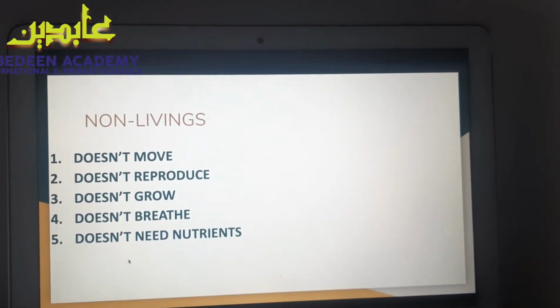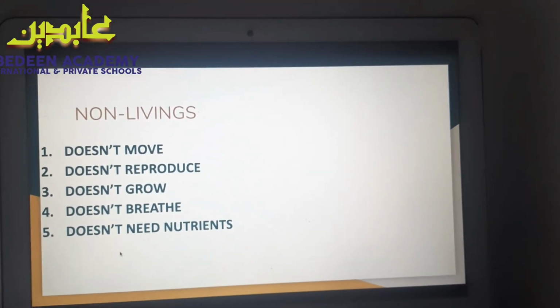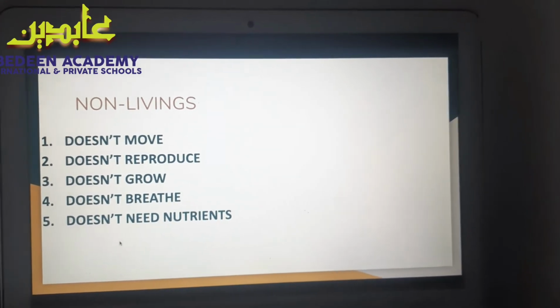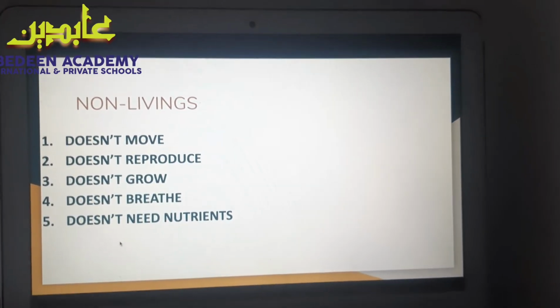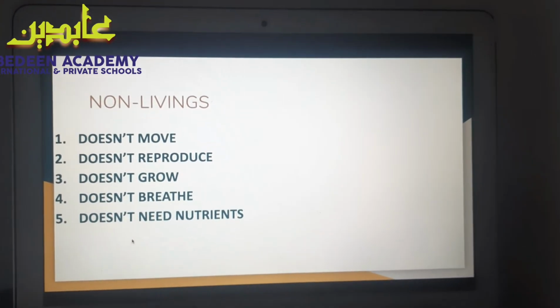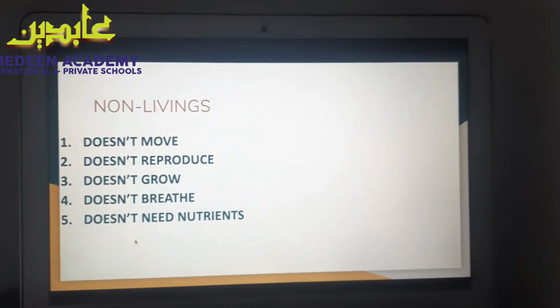And they also don't need nutrients. They don't need a food. You don't need to feed your pens, right? You don't need to give them any food. Very good. So this is how we can differentiate between living things and non-living things.